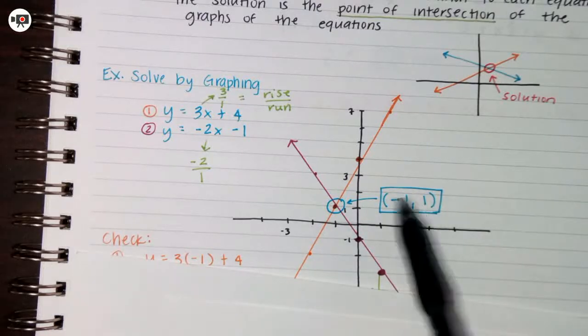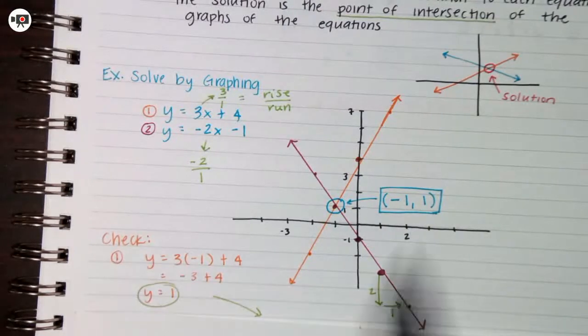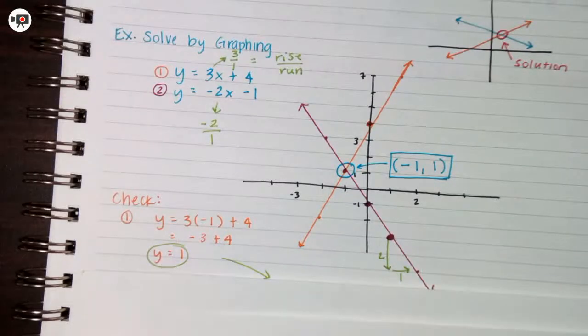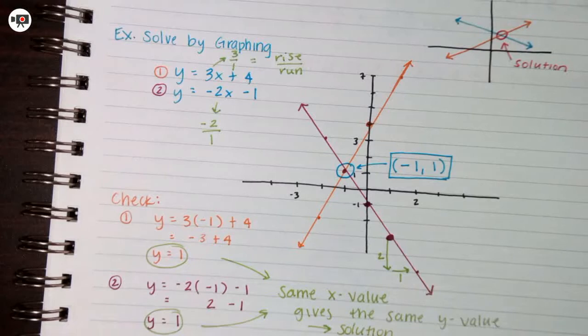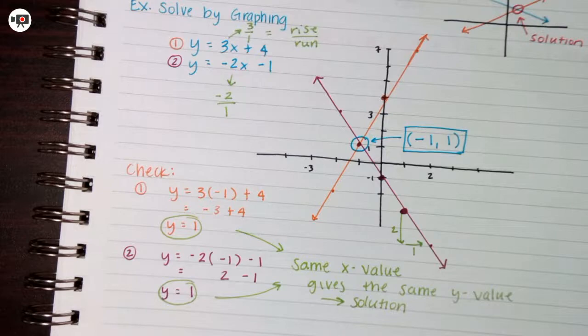Remember, it's always x, comma, y. X is first. I could check that by plugging in my points into my equations, and I get 1. And in my second equation, I also get y equals 1. When they have the same x value and they give the same y value, that is a solution.